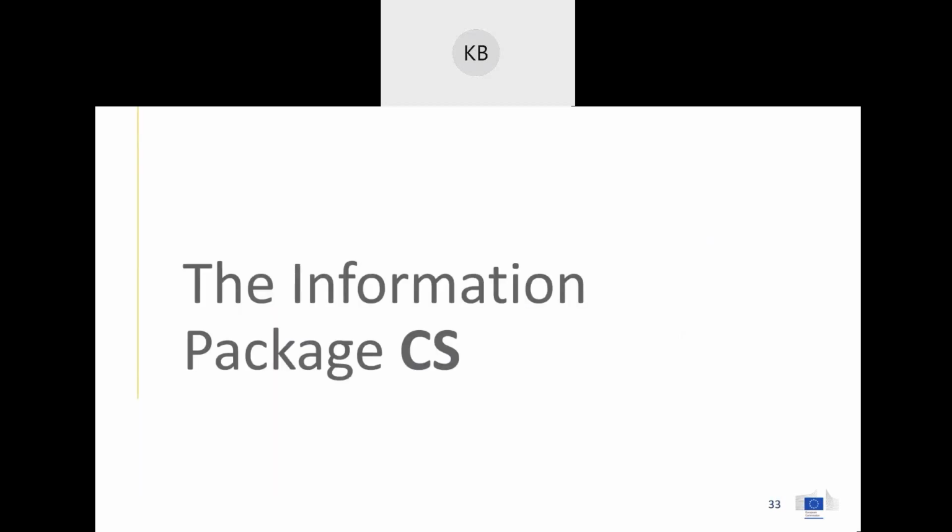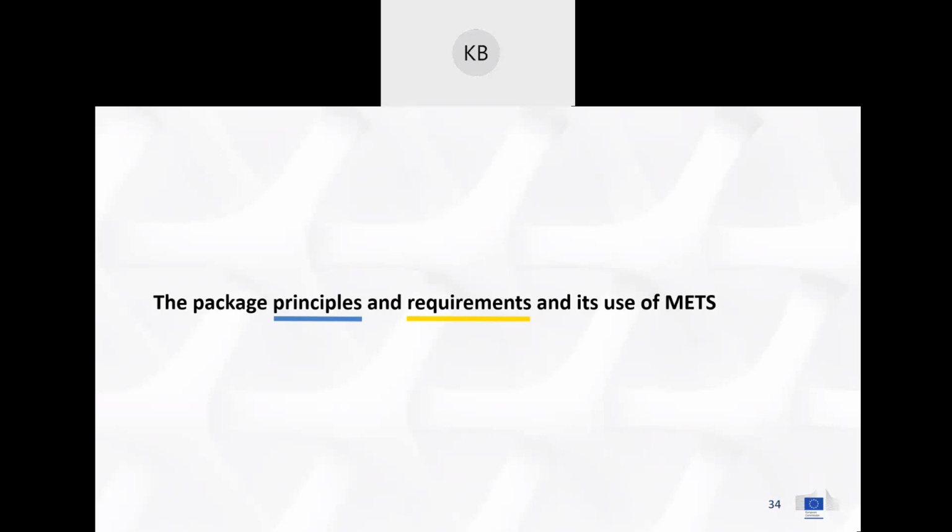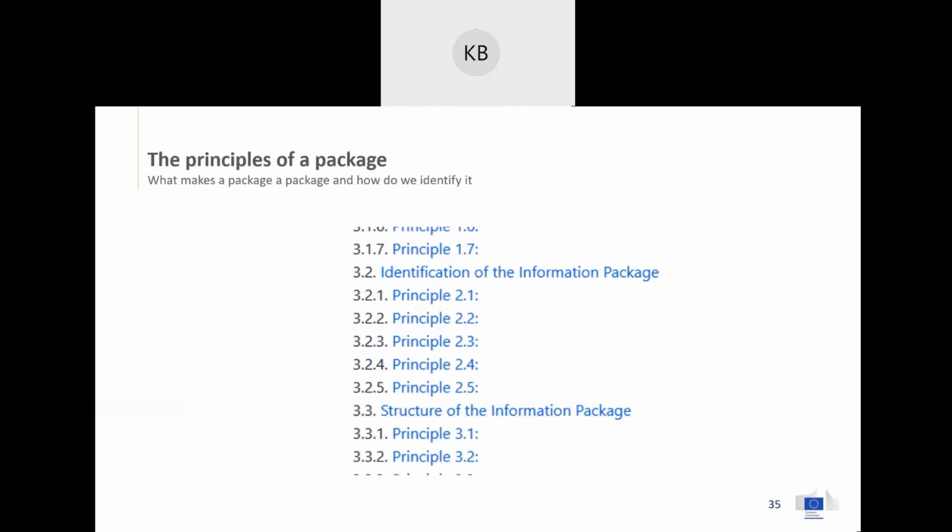In the next slide and the following slides, we will delve a little more into the information package, the CS. Next slide. So the package has principles and requirements, and we are using the standard METS. On the next slide, what we first can see when we look into the CSIP is a number of principles. What makes a package a package? How do we know that it really is a package?